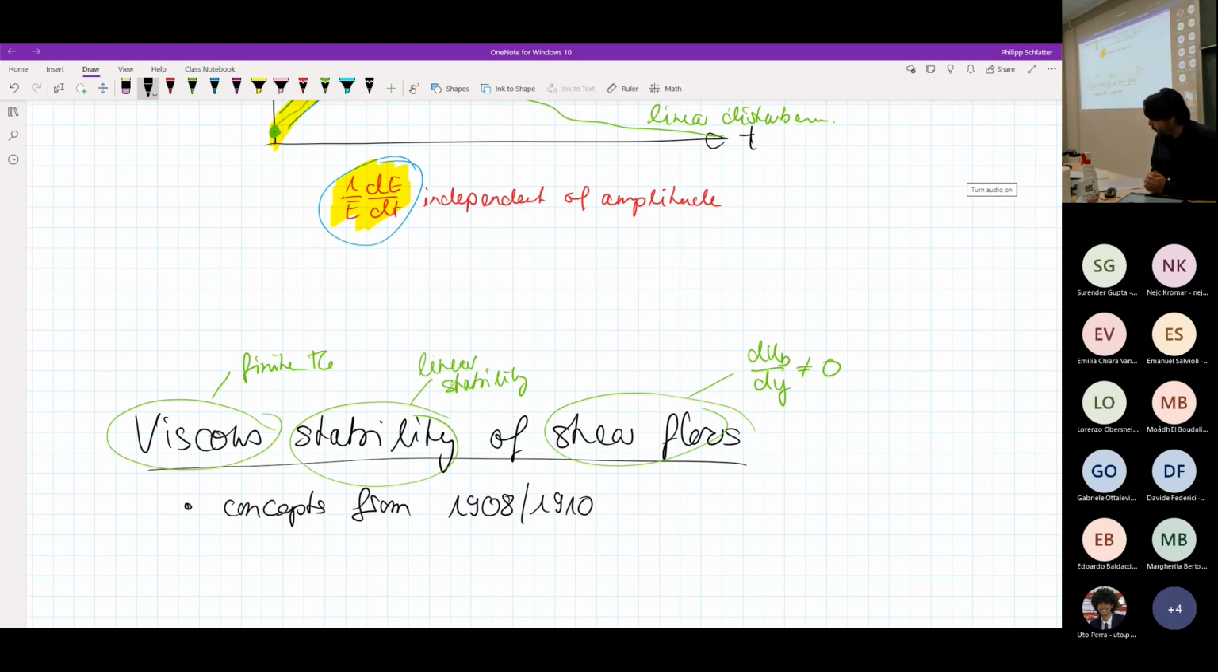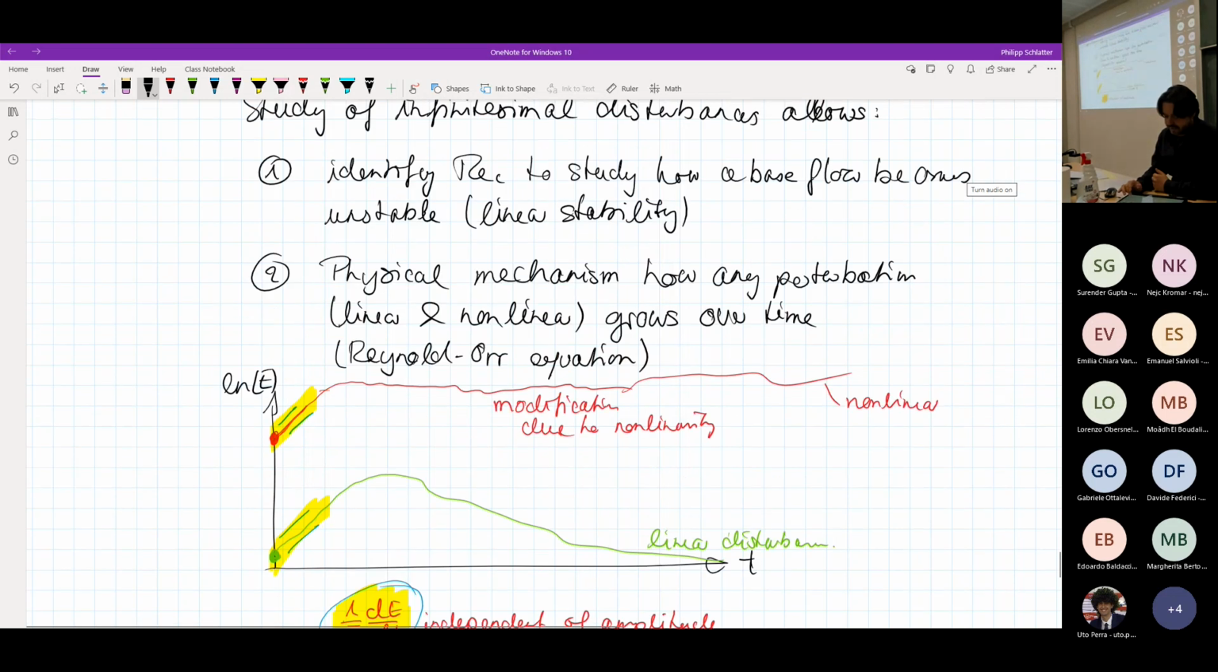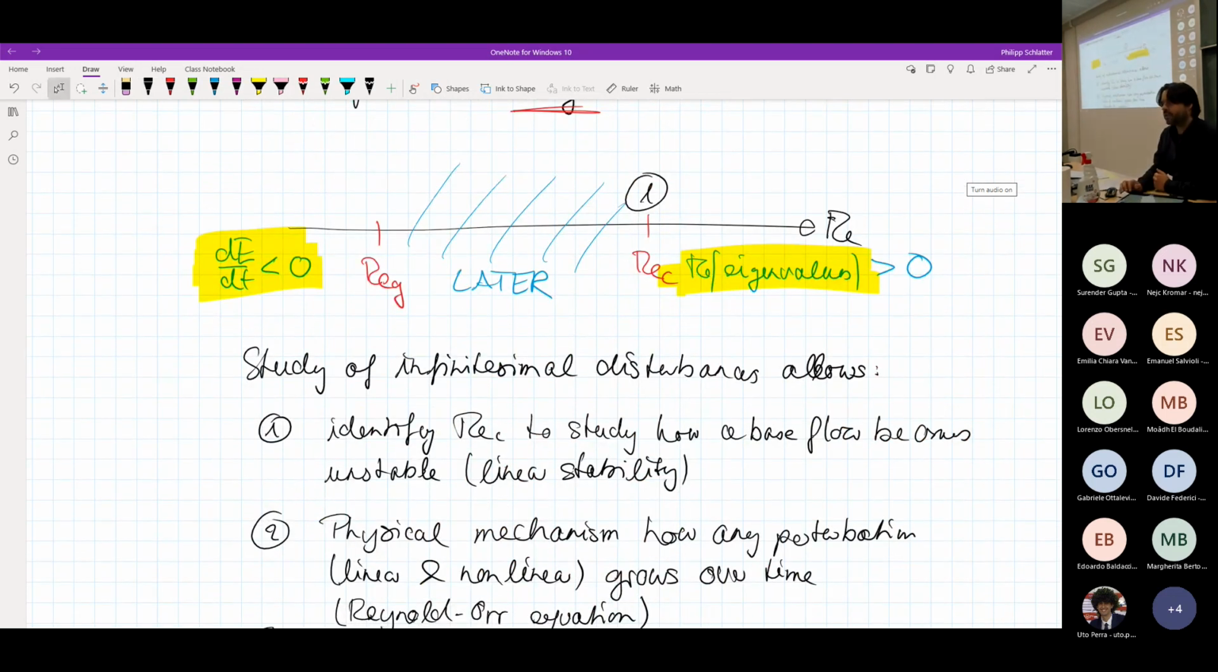Okay, but for today we can close. So what we know now is that linear or small disturbances are relevant, both for Ray-G, because of Reynolds-Orr, but also for Ray-C, when we do the linearization to get eigenvalues and eigenfunctions. But as I said, next time we will derive the equations, and then we will see how to solve these equations.